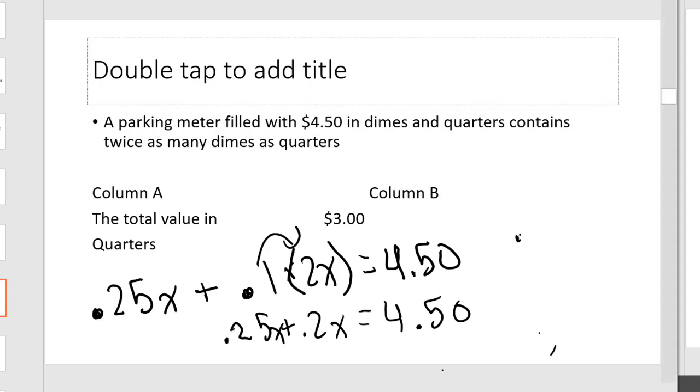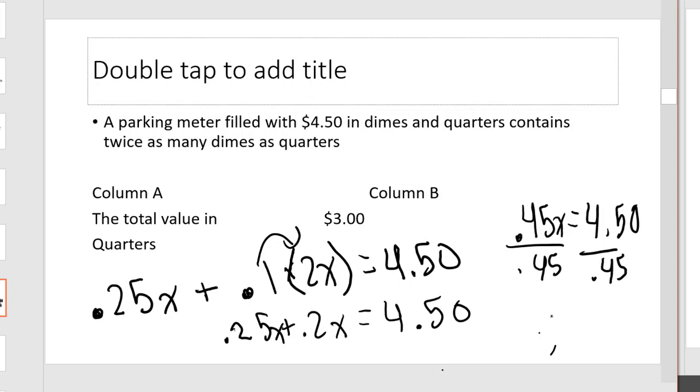If I add those together, combining like terms, I'll get 0.45X is equal to $4.50. I'm going to divide by 0.45 on both sides. I'm going to get X is equal to 10. So if there are 10 quarters, that's going to give me $2.50. Does everybody get why that's going to give me $2.50? Because 0.25 times X, the number of quarters, is equal to $2.50. So that's the first one.